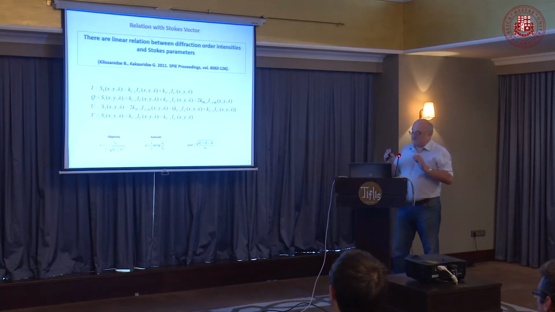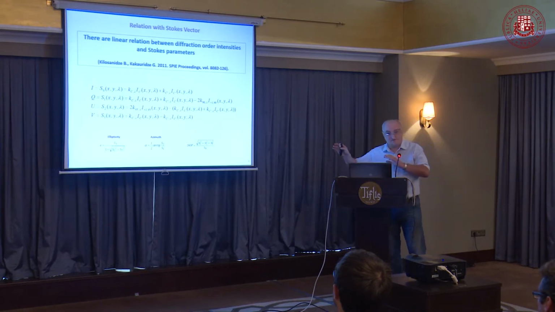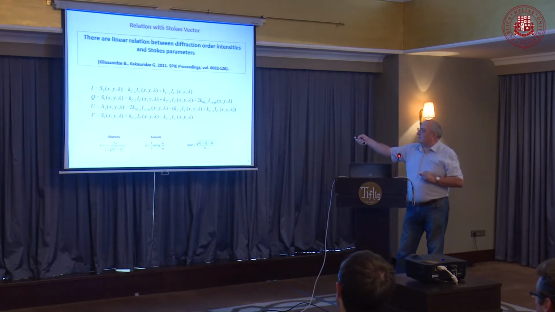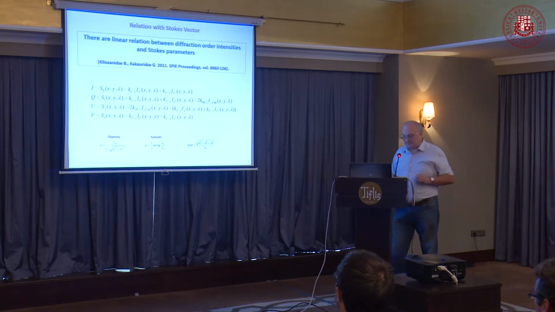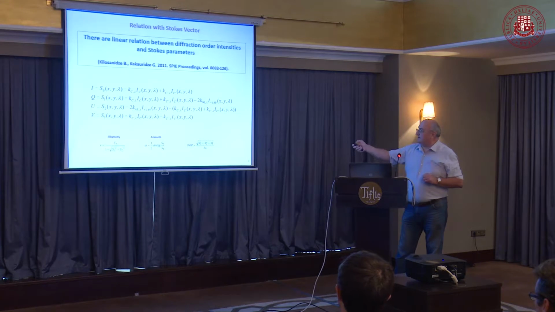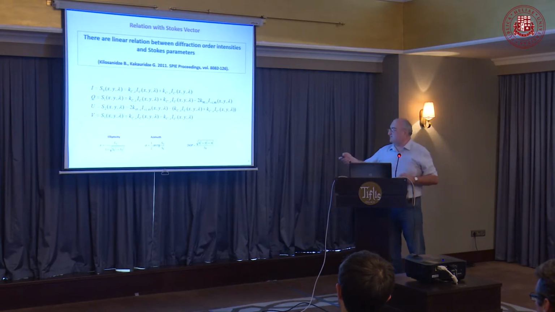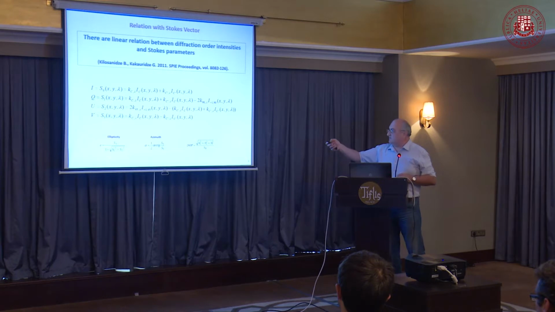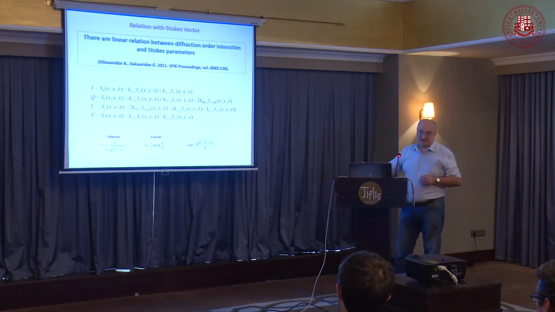Well, a few words about how we get to this Stokes vector. Our colleagues built this model. So finally, we can see that we can go from the right side intensities to the Stokes parameters, depending on position and the wavelength of incoming light. And what is very important is that these relations are linear.